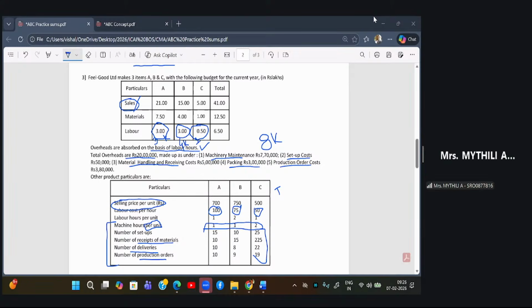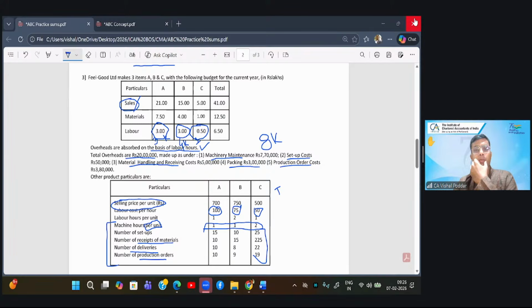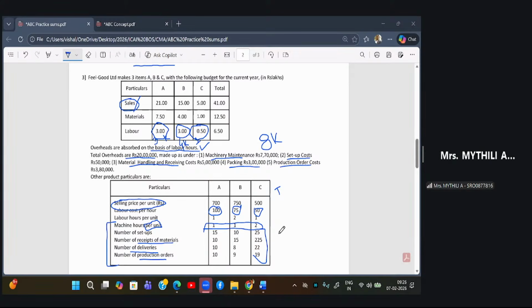For setup, 50,000 divided by 50 only, sir? Better tell me 50,000 divided by 50. You are right because it is setup of all three combined. So that is total setup of the whole business. You have only three products. Correct? So 50,000 divided by 50. That is why you are getting 1,000 per setup. Yes, sir, I'm getting 1,000.